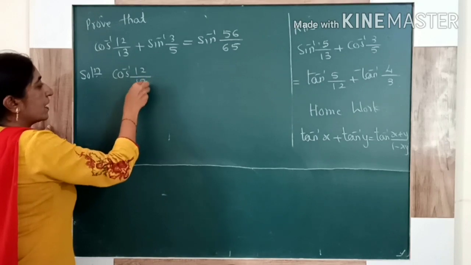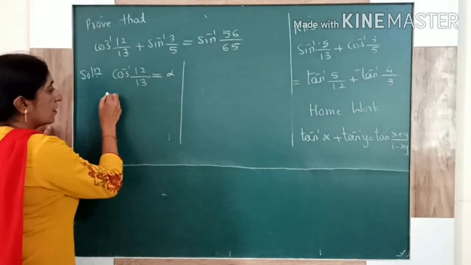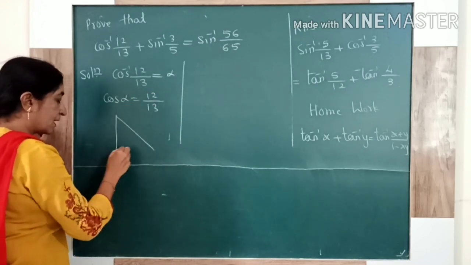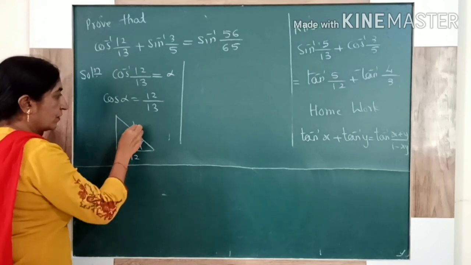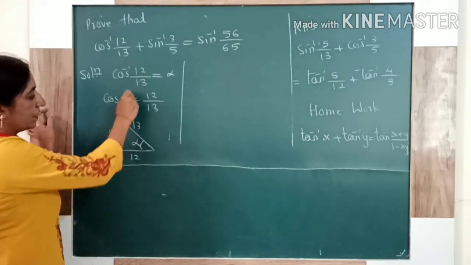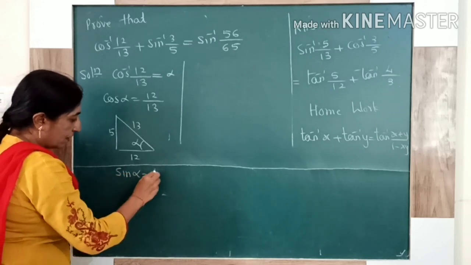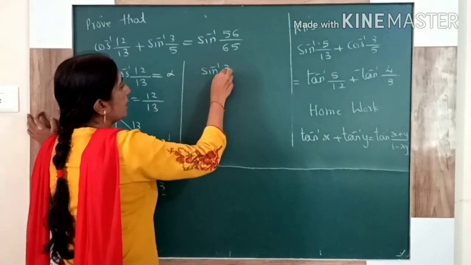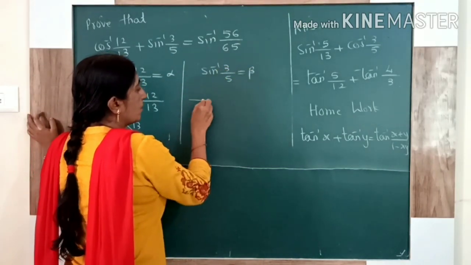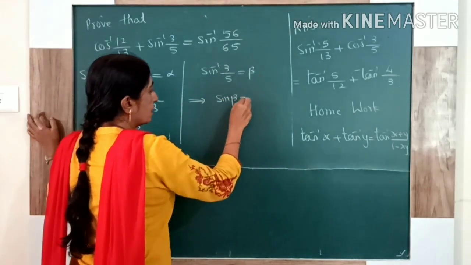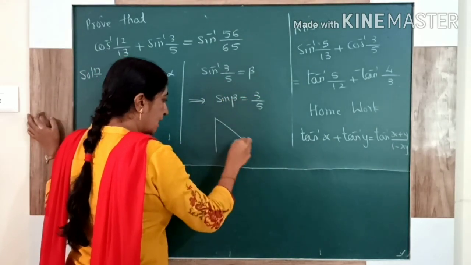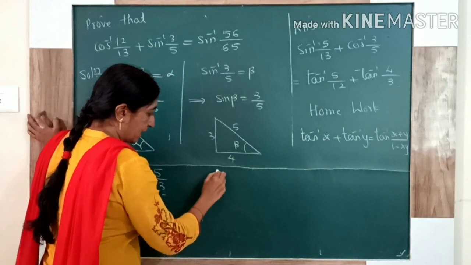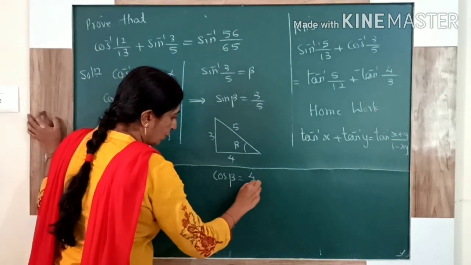Cos inverse 12 by 13 is equal to alpha. Cos alpha is equal to 12 by 13 and draw the right angle triangle. Mark it. It is 12, 13, 5 because of a triplet. And write sin alpha, that is 5 upon 13. And next, sin inverse 3 by 5 as beta implies sin beta is 3 by 5. Draw the right angle triangle for beta. This is 3, 5 and 4 because of a triplet. Cos beta is 4 by 5.